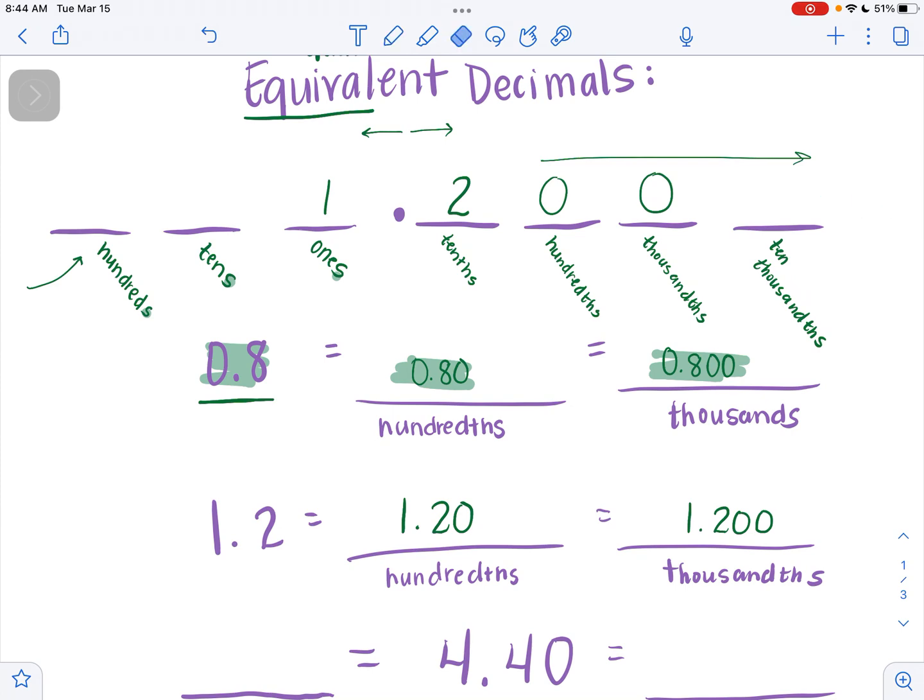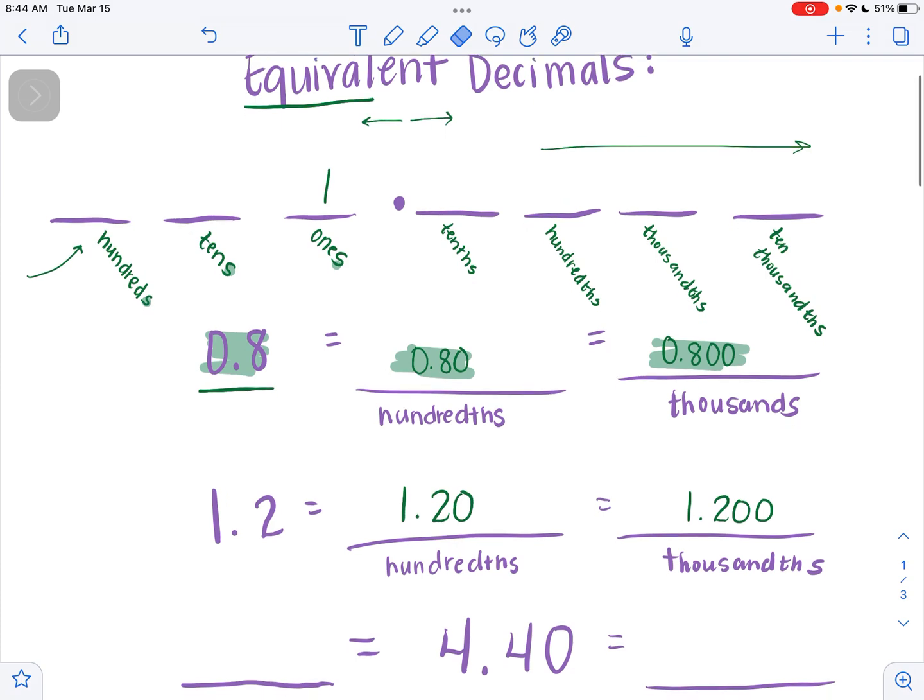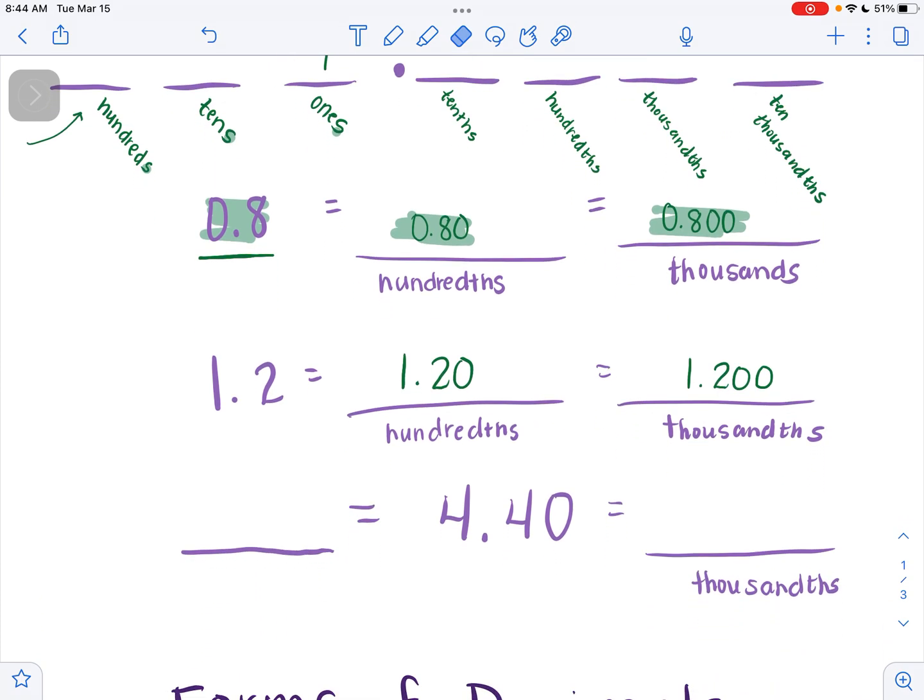However, I cannot add zeros this way in between here, because if I do that, what that does is it moves my 2 over, and 2 hundredths, like that, is much different than 2 tenths. That'd be 2 dimes versus 2 pennies. Pause this video now and give this next one a try.